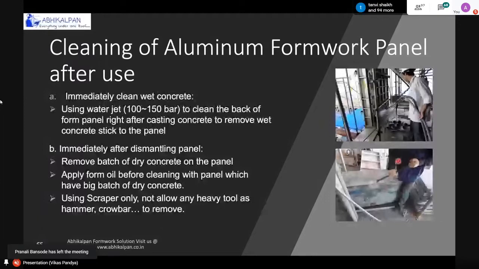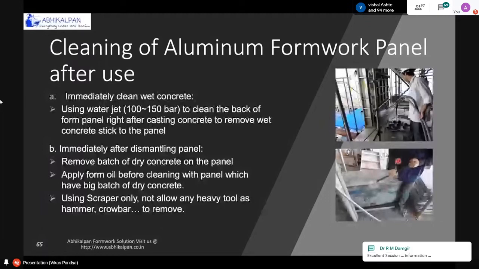Another method is by using the dismantling tool called the scraper putty. By using the scraper putty, we can remove the concrete from the surface of the panel as well as from the rail and backside of the panel. After removing the concrete, we will apply foam oil and go for the next use. We must use the scraper putty for removal of the concrete, not any heavy equipment such as a hammer or a prop support. If we do that, then the panel will get bent or scratched, and it will not be usable for further use.